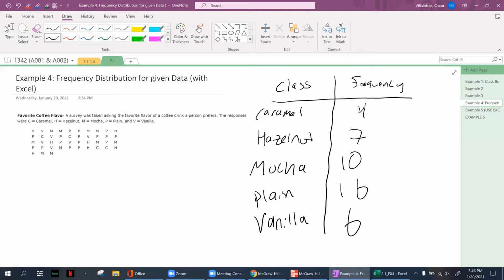And here we would find out that the flavor with the most values, the most popular one, is mocha. And the least popular one is caramel. The least popular one is caramel.